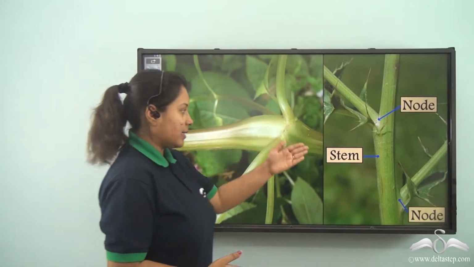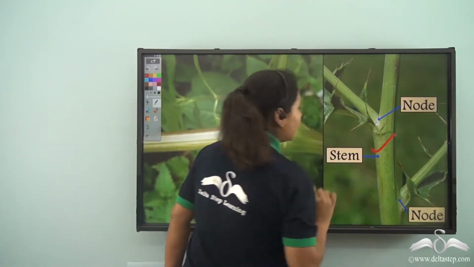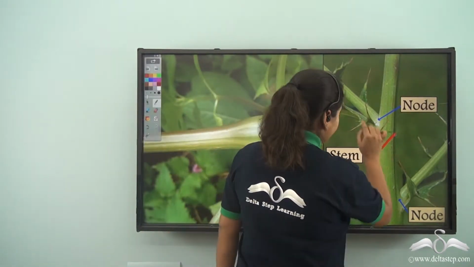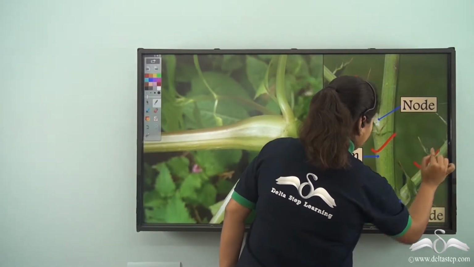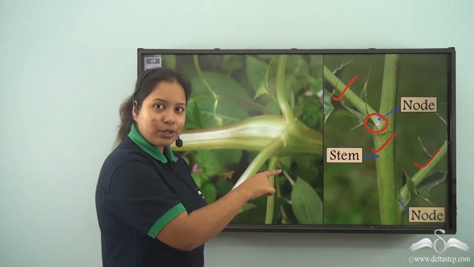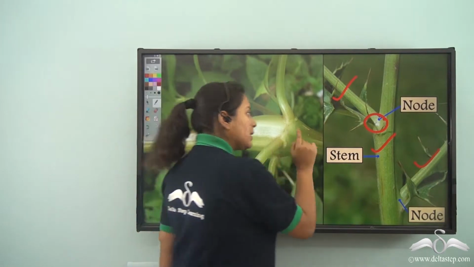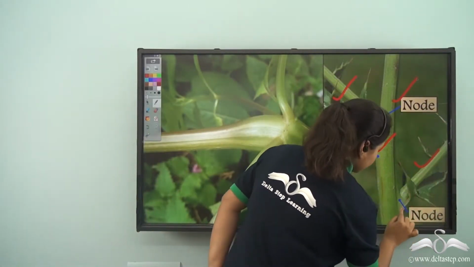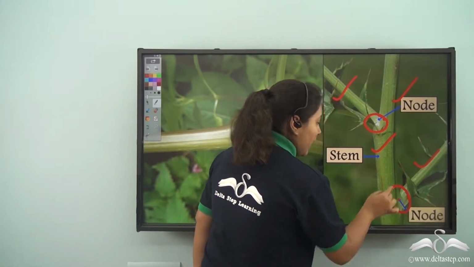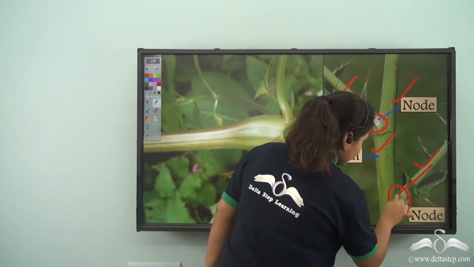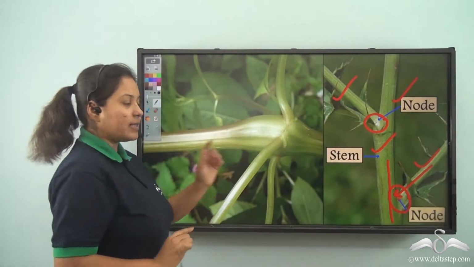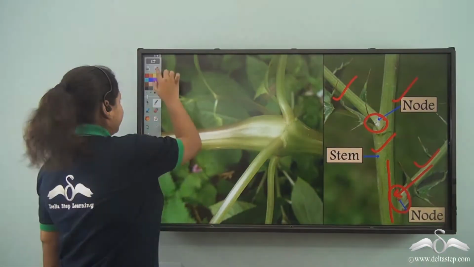Now, this is a stem, the main body part of a plant, and from the stem the different branches are attached. But what is this point at which it is attached to the stem? Well, this is known as node. See, this is also a node. This is the point at which this branch is attached to this stem, and this is known as node.